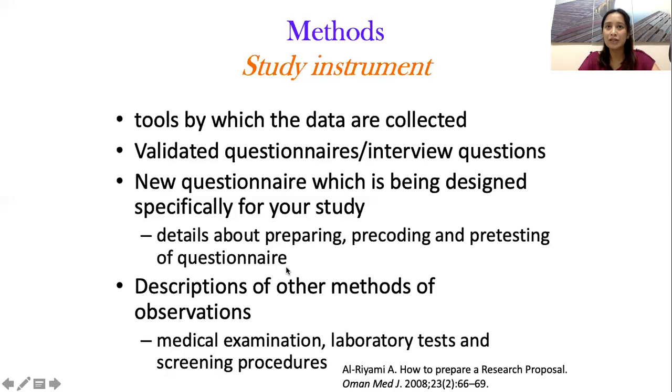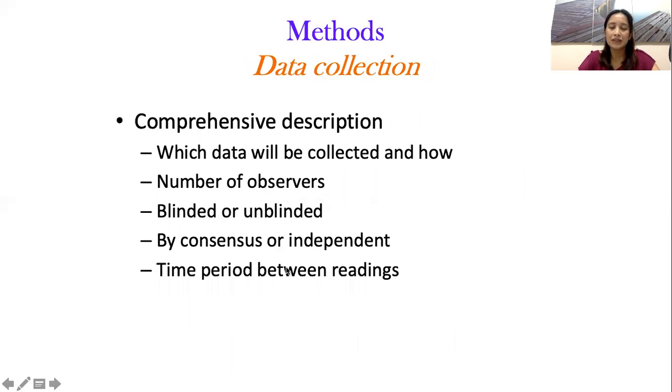Let's say laboratory testing, are you going to do it fasting, non-fasting, predetermination, take an average. So those are some of the examples. So it has to be a comprehensive description. Again, think reproducibility. Which data will be collected and how many observers, are you going to blind them or unblinded, by consensus or independent, meaning?